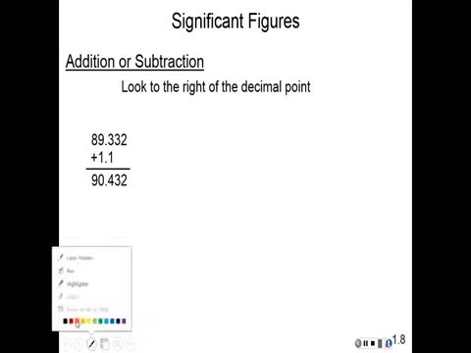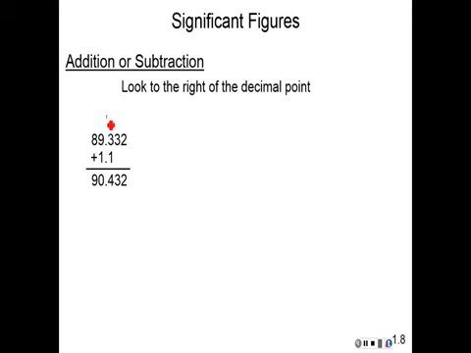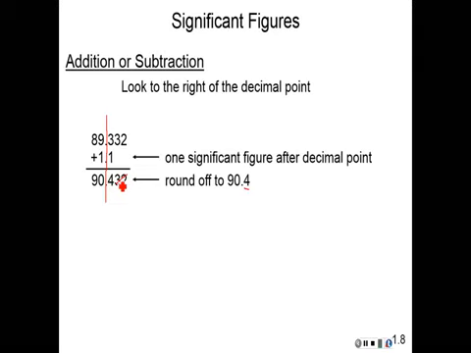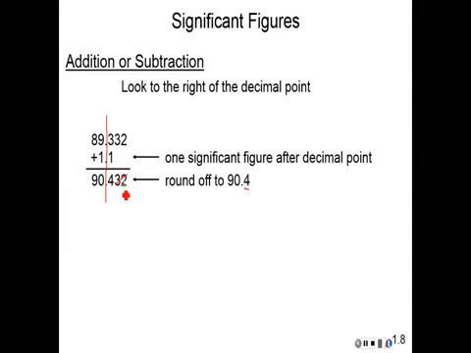Let me get my pen here. So what we're going to look for is right here. So I'm going to come and draw a line there. So we look to the right of the decimal point. So you see we have 3 digits over here. We have only 1 here. Because there's only 1 here, I want to round off my answer so it only has 1. And that's why I rounded off to 90.4. I just dropped the 3 and the 2. Now if this 3 had been a 5, I would have added 1 to the 4 when I dropped it.